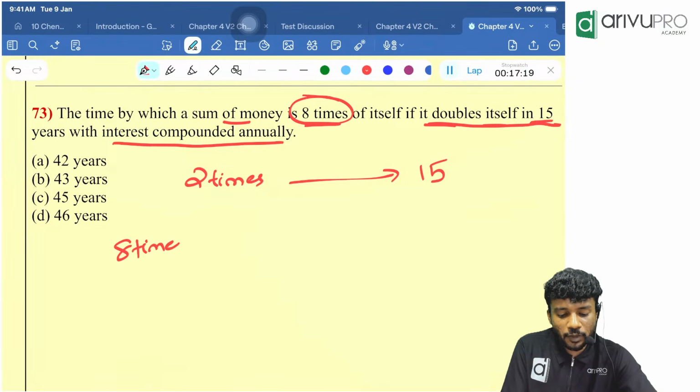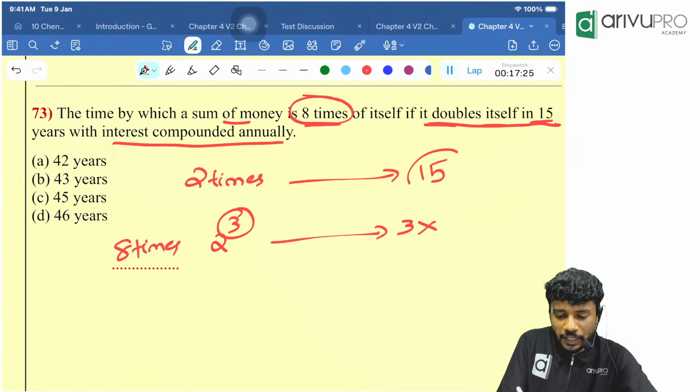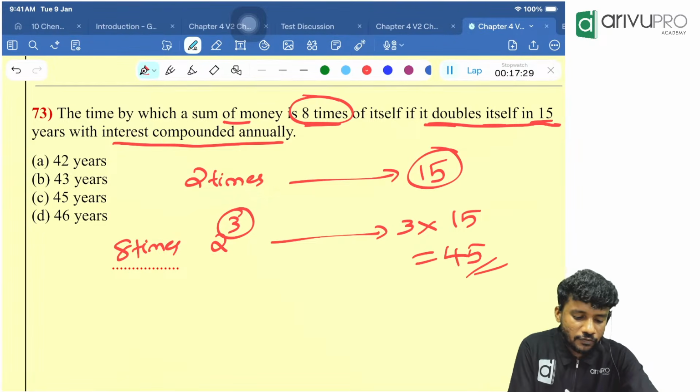8 times means what, people? Can I write it as 2 power 3? That is nothing but 3 into the previous number of years, 15, which is equal to 45. Done now.